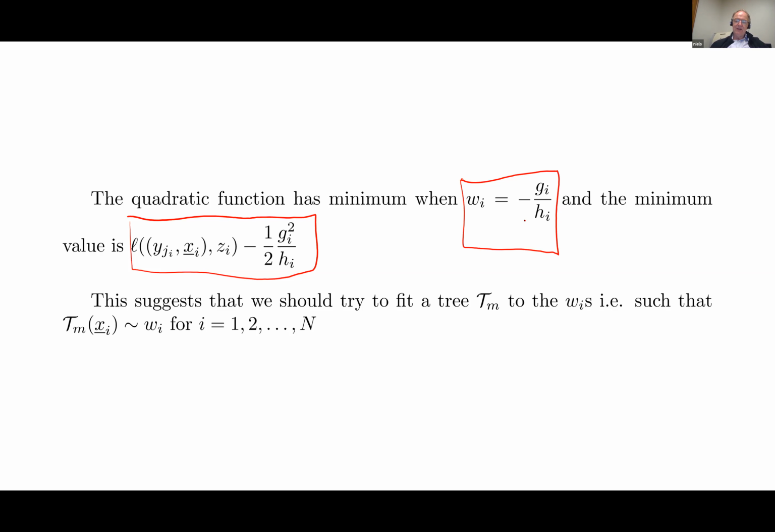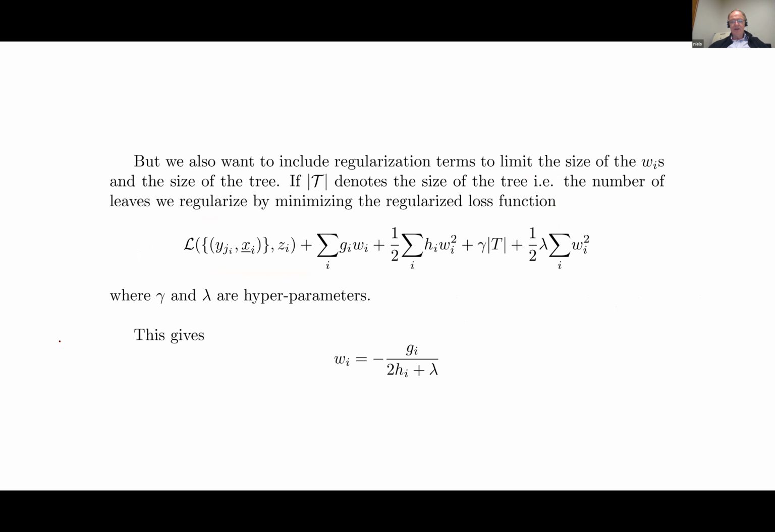So we should then try to fit a tree, a Tm, to these W's. That's the thing that we have to do. We could do that using the regression tree method, so splitting at the coordinates that give us the best impurity, so the lowest impurity the most. So to do regularization on this, we can regularize in different ways. We want to limit the size of the W's, but we can also limit the size of the tree.